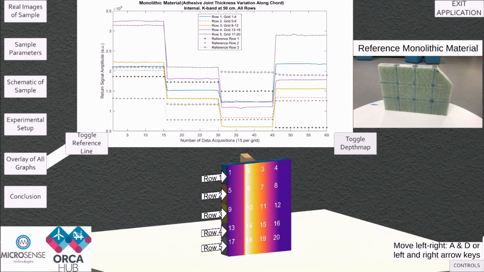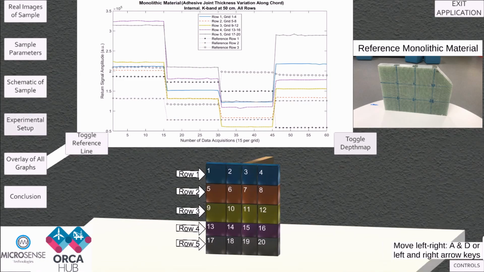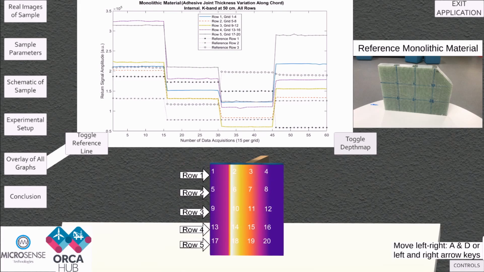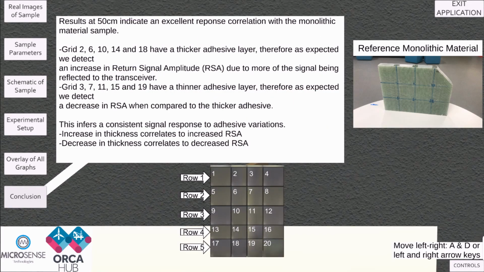To identify the variation in thickness, we have also included a toggle depth map button to visualise the variation in thickness from the front view of the sample. We are developing the depth map function which is displayed as an example in our Asset Integrity Dashboard. The data can be represented this way as part of future work depending on the type of the fault. A conclusion button presents the findings from the investigation.